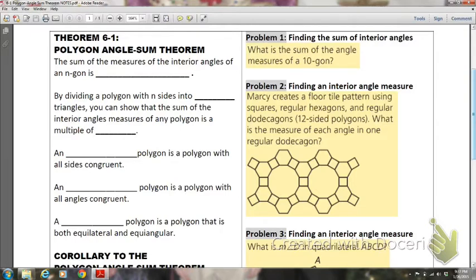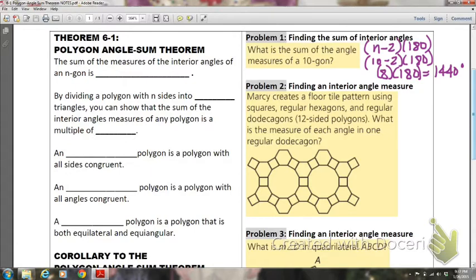So we're going to take the formula for the sum of the measures of the interior angles, which is n minus 2 times 180, and just substitute in the number of sides, which is 10 minus 2 times 180. That's 8 times 180, and that equals 1,440 degrees.